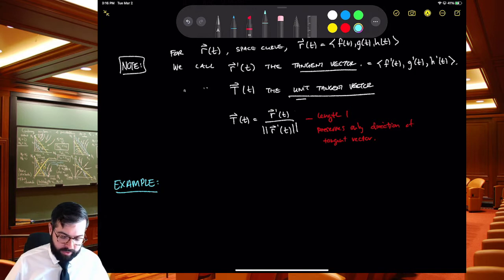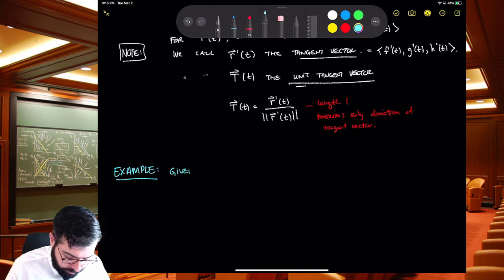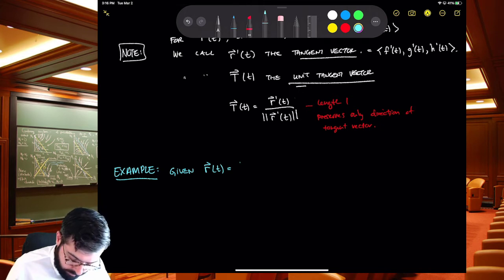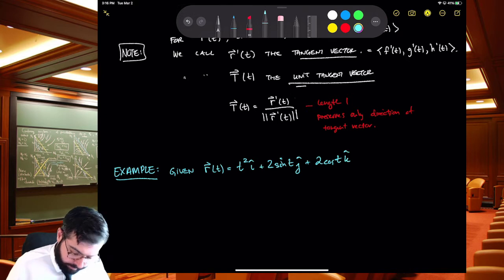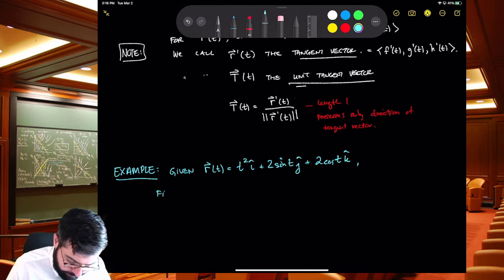Let's look at an example that highlights the relationship between these things. Let's say we're given some vector function, t squared i hat plus 2 sine t j hat plus 2 cos t k hat. Find the tangent vector function and the unit tangent vector.